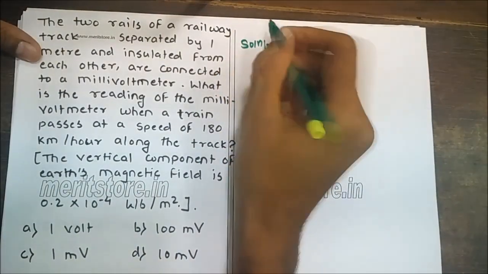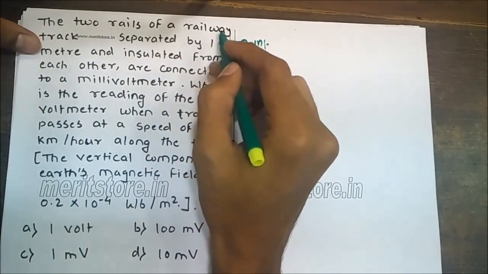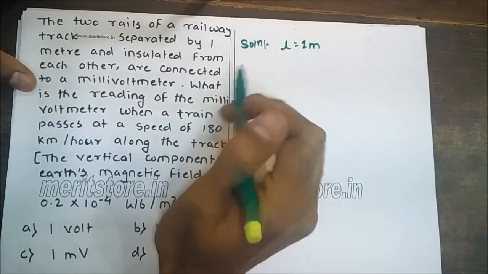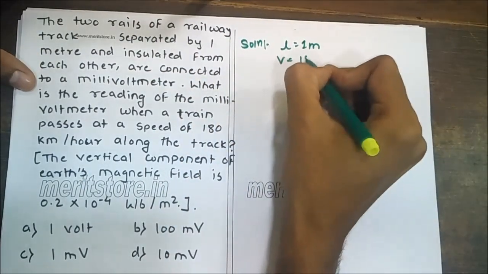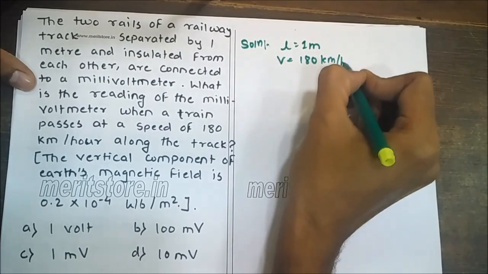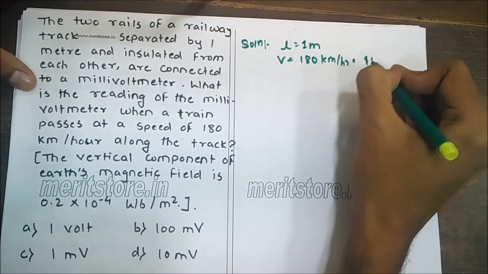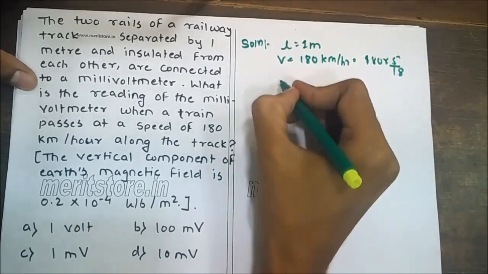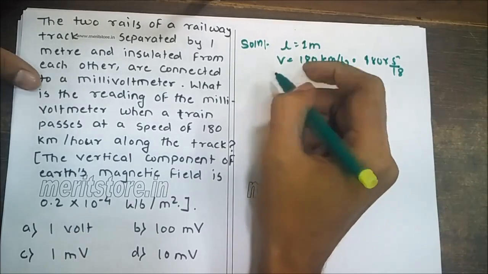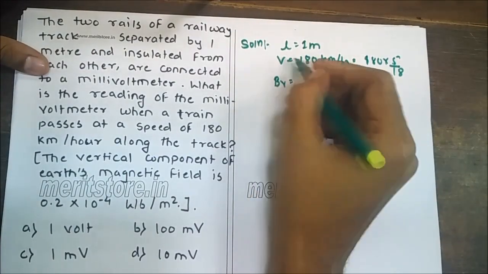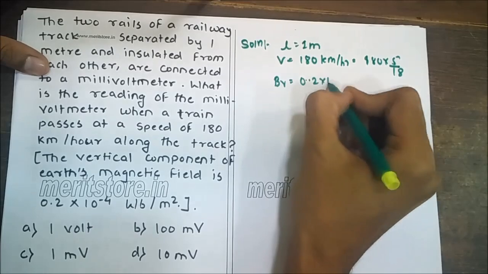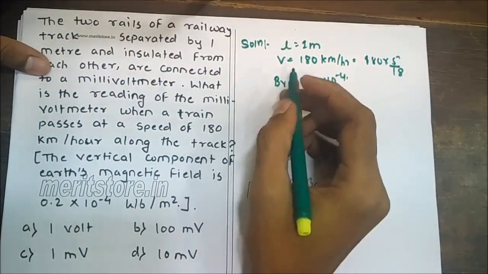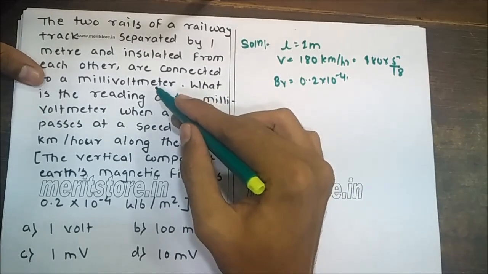Basically we are given two rails separated by a distance of length 1 meter, and a train which is traveling at a velocity of 180 kilometers per hour. We can convert to meters per second, that is 180 multiplied by 5 upon 18. Next we have the vertical component of the Earth's magnetic field, that is 0.2 into 10 raised to minus 4.